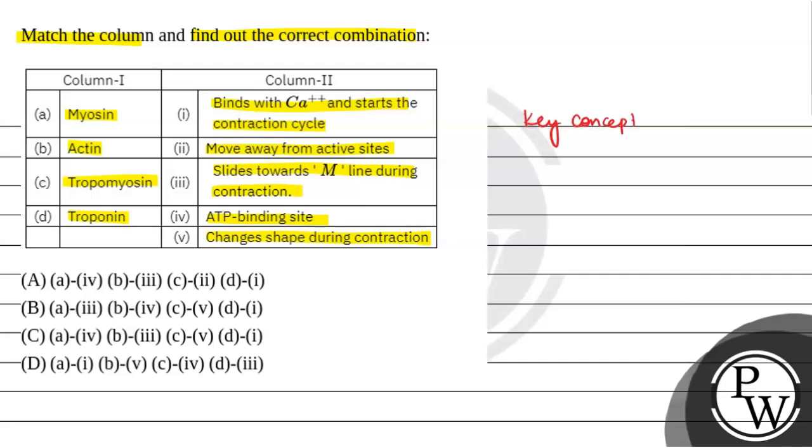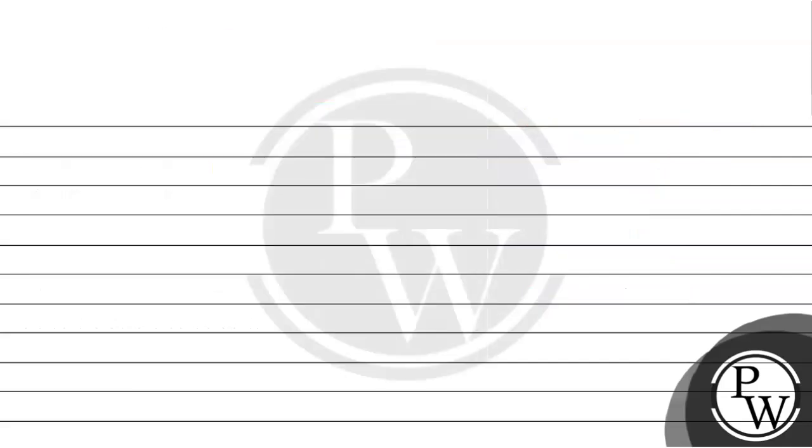This question is about muscle contraction. The functional unit of muscle contraction is called a sarcomere. Further, a sarcomere is made up of myofilaments.